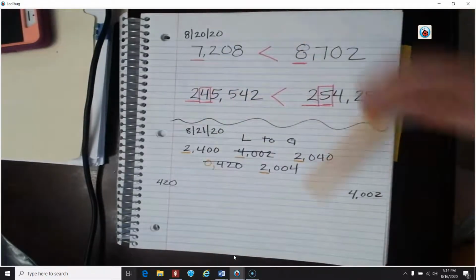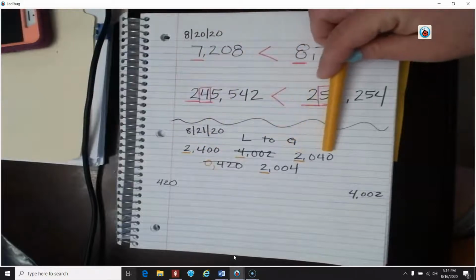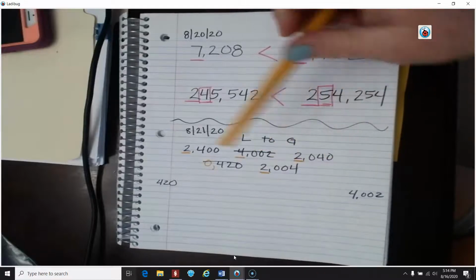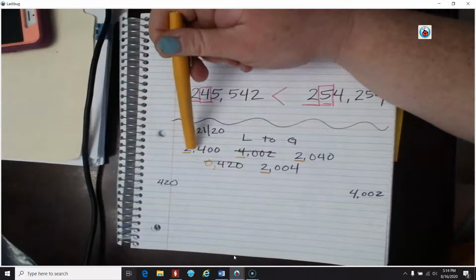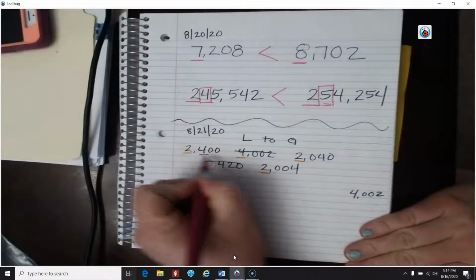So now I'm left with 2,400, 2,040, and 2,004. I'm looking for the next smallest number. So I'm going to look at the next place over. Let me get a different color. So now I'm going to be looking at my hundreds place.